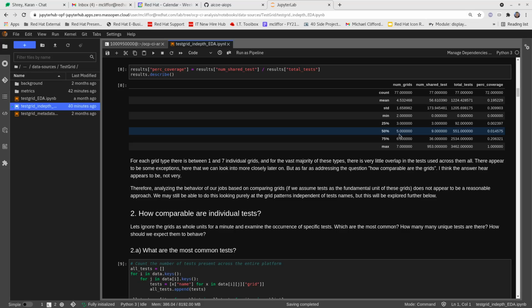So yeah, on average, the largest or the average sharing test is about 20%. So that means 80% of the tests on average are unique to themselves.